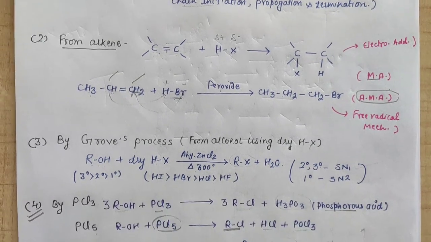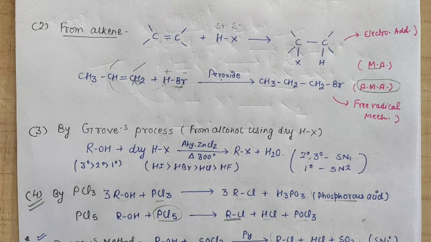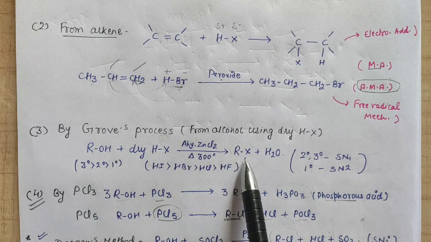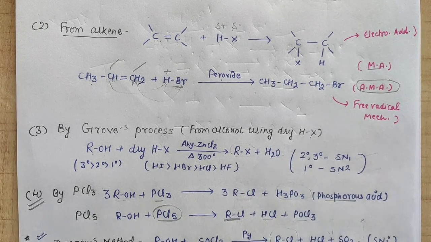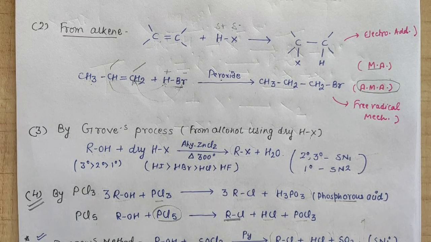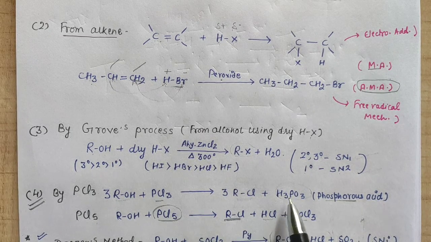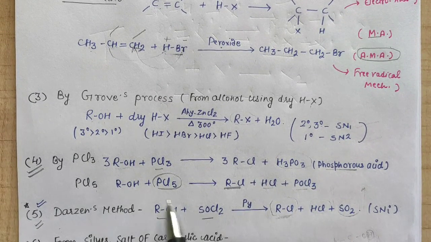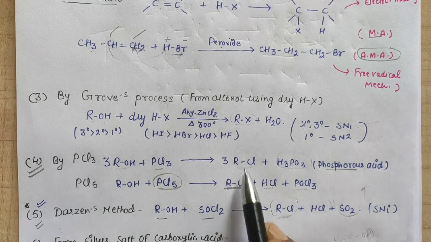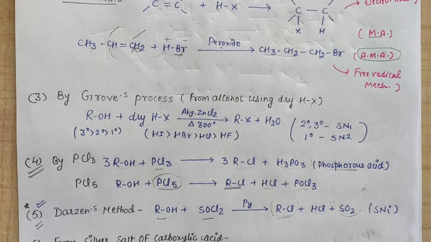So the next method is Groove's process. Okay students, from alcohol, using dry HX, we can prepare the haloalkane RX. In this you have to note down that 1 degree will give SN2, but 2 degree and 3 degree will give SN1. Similarly, by PCl3 and PCl5, the trihalides and pentahalides of phosphorus: if PCl3, then H3PO3, phosphorus acid, will form; but in case of PCl5, HCl plus POCl3 and RCl will form directly. In both cases we can easily prepare haloalkane. So this is also a method.